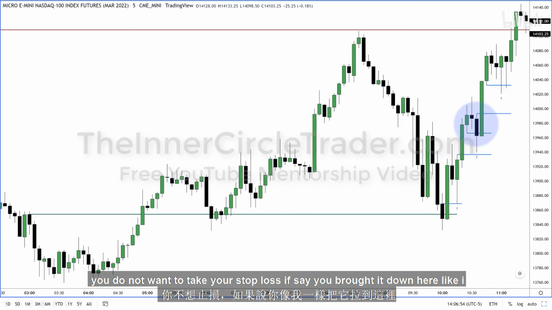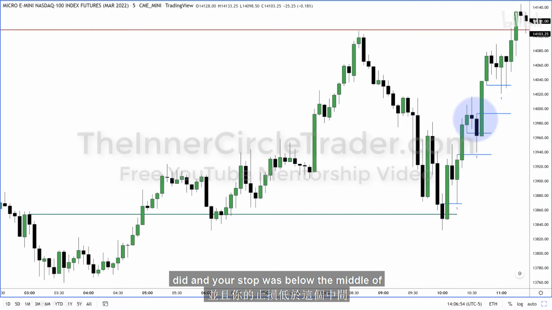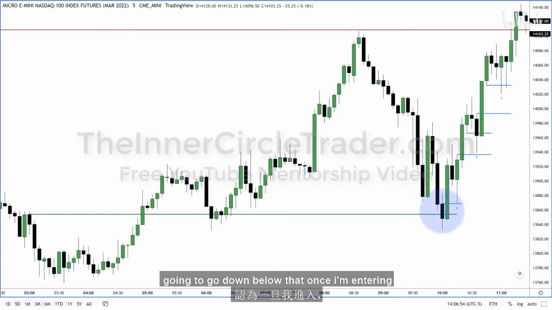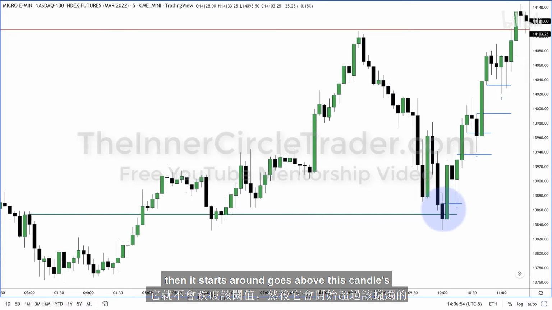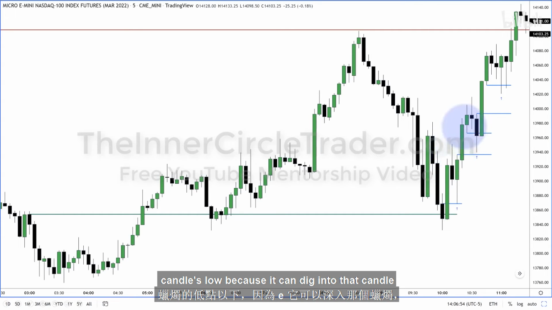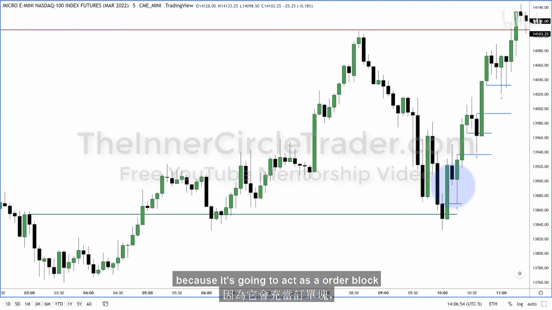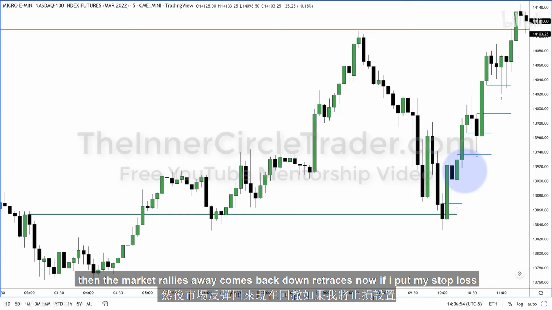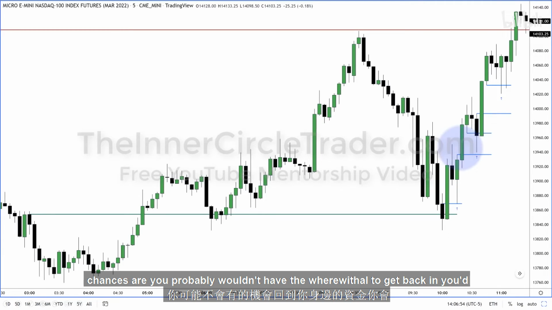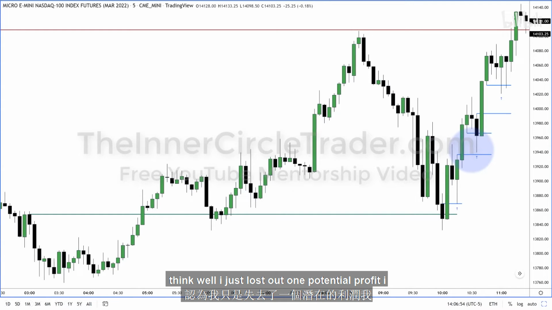So what am I saying? For trailing stop losses, you do not want to take your stop loss, if say you bought it down here like I did, and your stop was below the middle of this candle. That's mean threshold of the bullish order block. So I don't think it's going to go down below that once I'm entering. Then it starts to rally and goes above this candle's high. My stop loss must remain below this candle's low because it can dig into that candle because it's going to act as an order block. Then the market rallies away, comes back down, retraces. Now if I put my stop loss inside this area here, I'm stopped out prematurely. And chances are you probably wouldn't have the wherewithal to get back in.